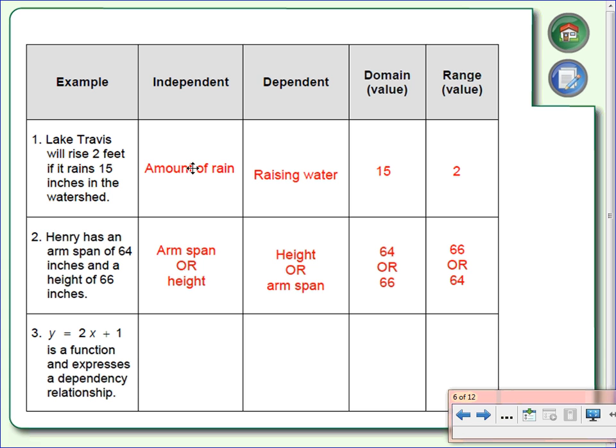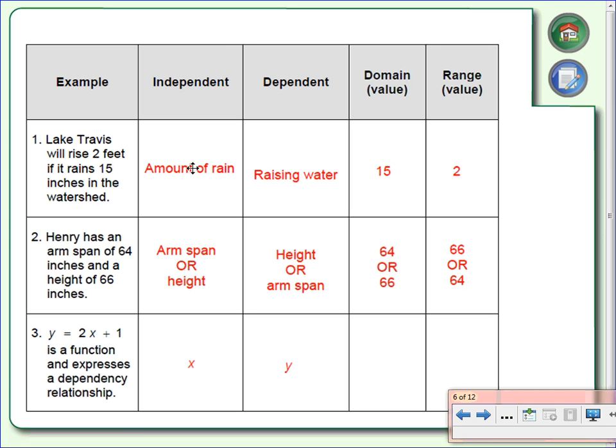The last one, number 3, we were given a function, y equals 2x plus 1. So right now what I'm looking for is the independent and the dependent. The independent is the actual x, and dependent is the y. X is independent, y is dependent. Let's get your chart right.